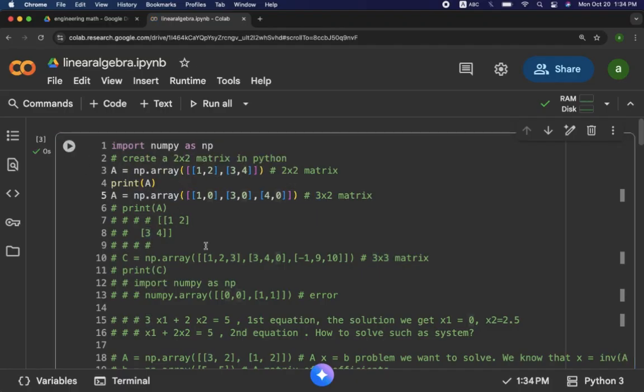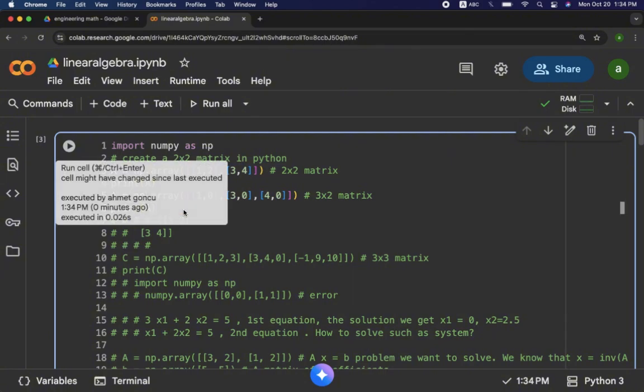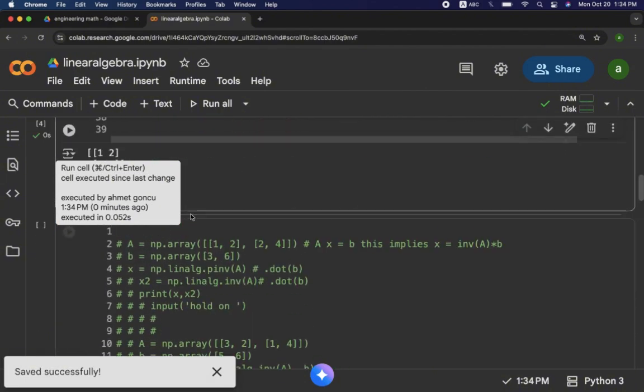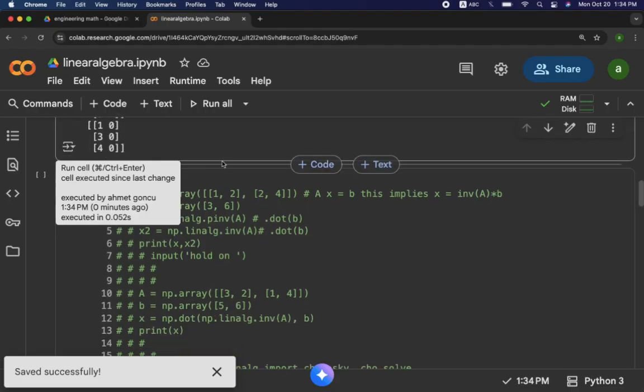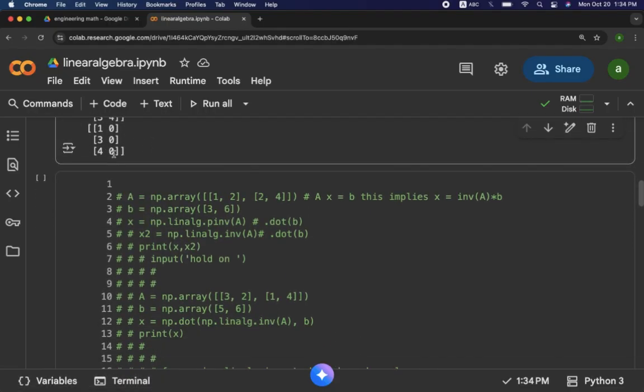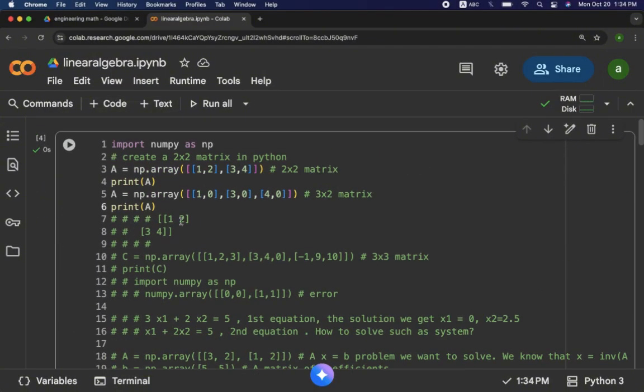Again, you can uncomment some of these lines and then let's print it on the screen. So we can observe here that we have 1, 2, 3, 4, 5, 6. That's our 3 by 2 matrix as expected.